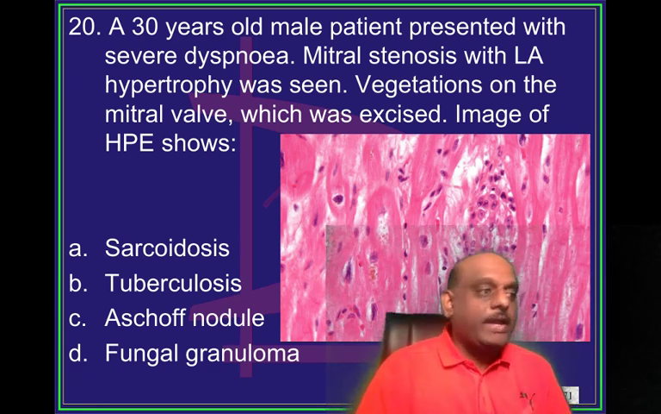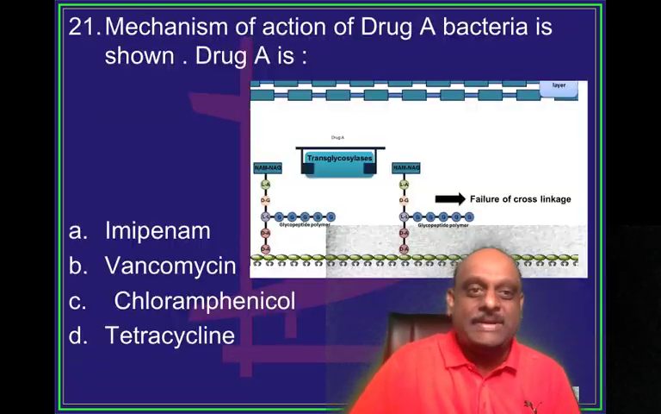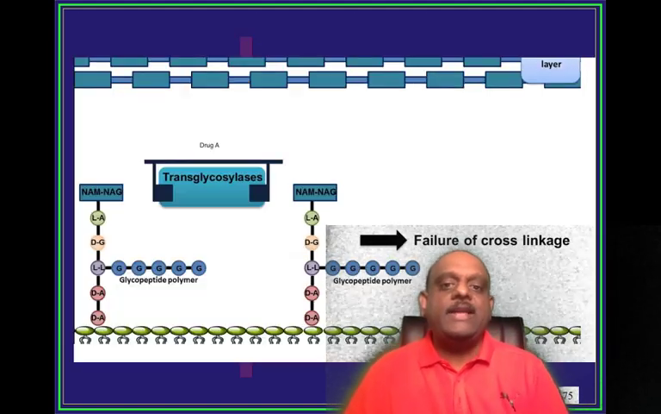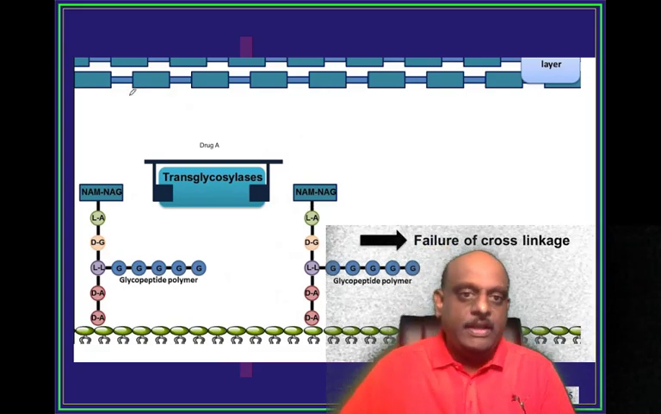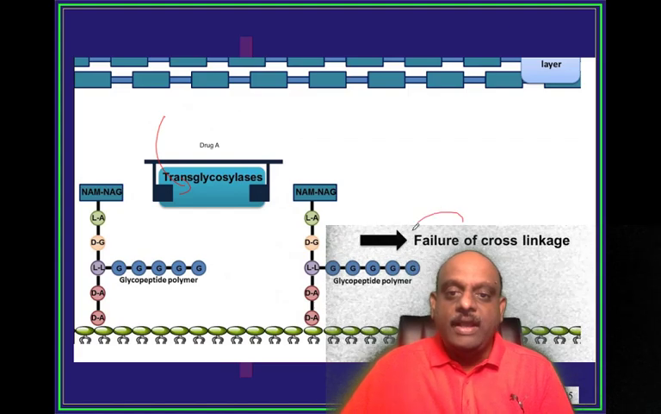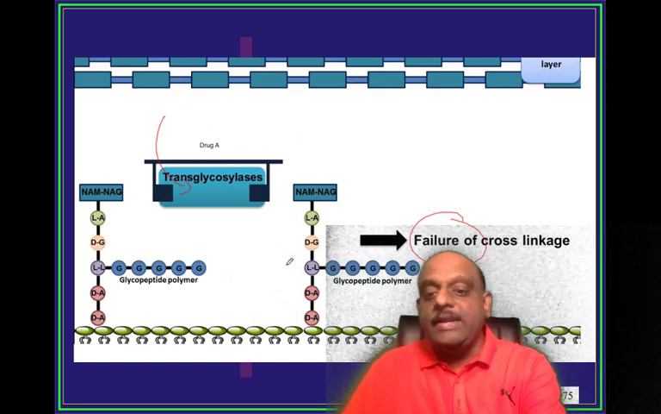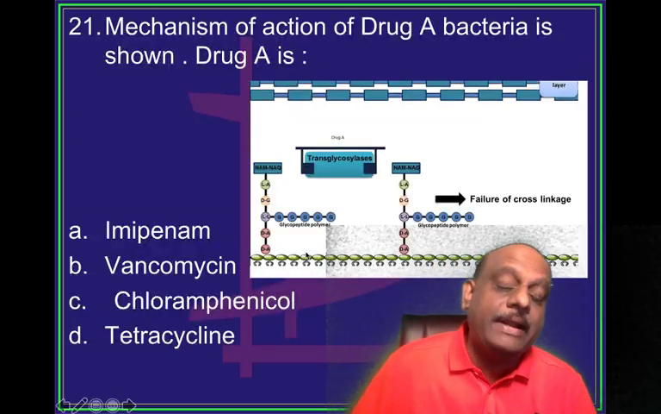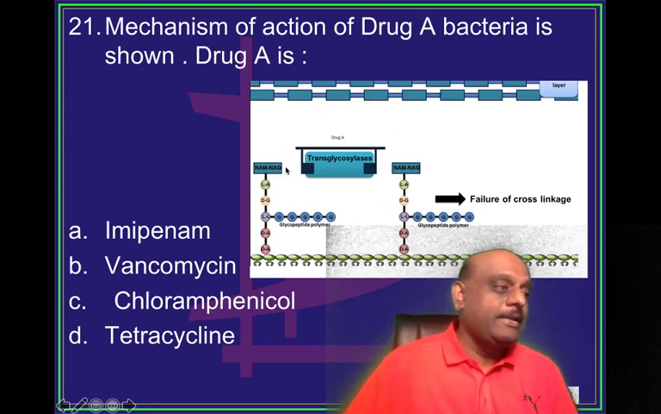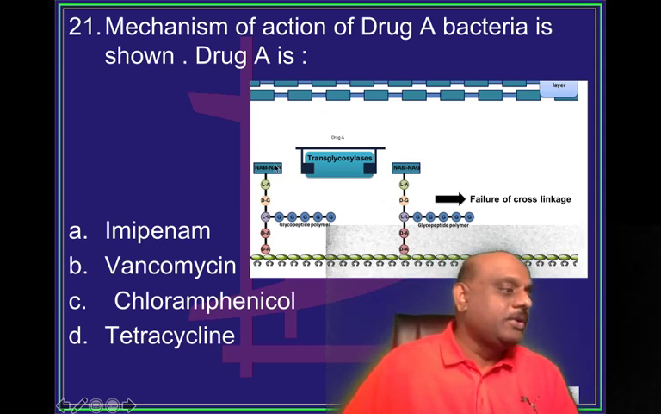So Harshit Gowda says rheumatic fever and it is the Aschoff nodule. Absolutely right. Now doc, there is a drug that has been shown to you. Think carefully. The drug is acting on transglycosylases and there is a failure of cross linkage in the bacterial cell wall, and that is how its antibacterial action is dependent. So which is that typical antibiotic's mechanism of action? What is the drug A is the question to all of you.